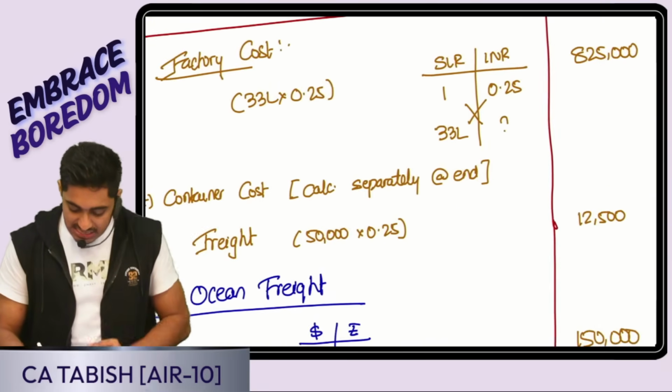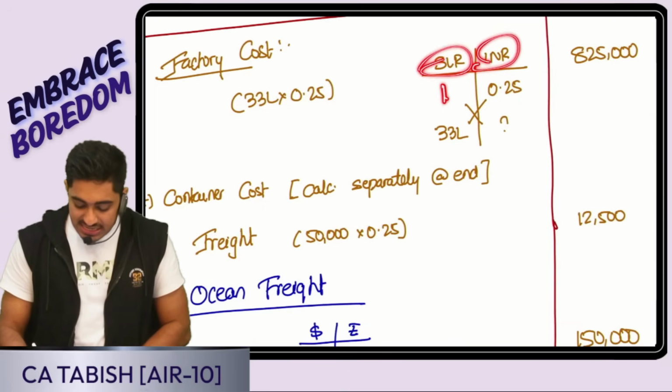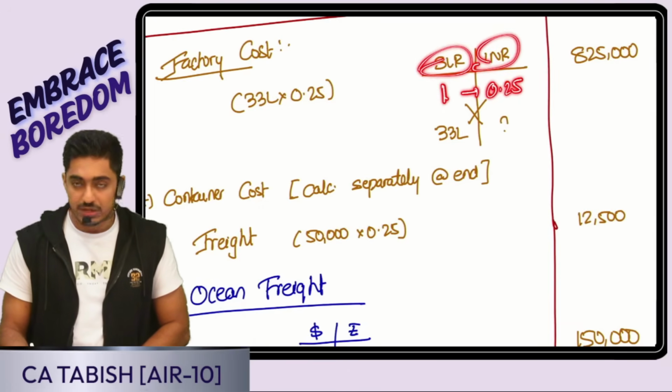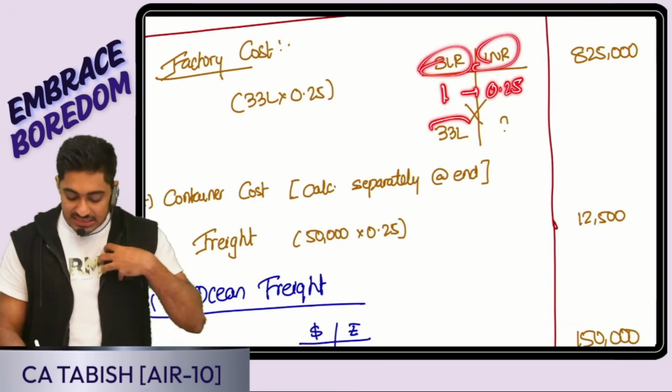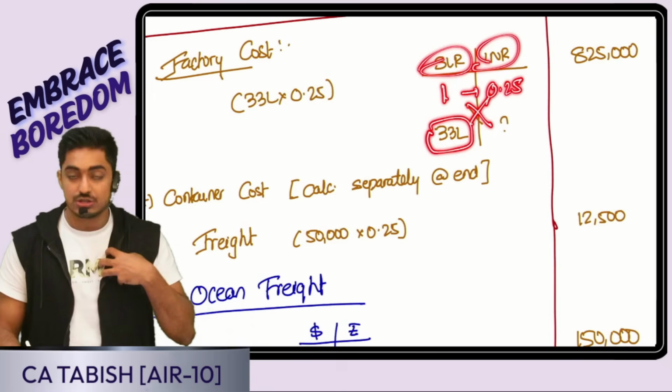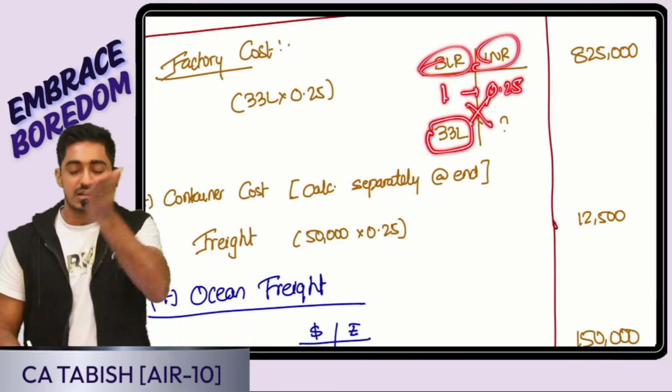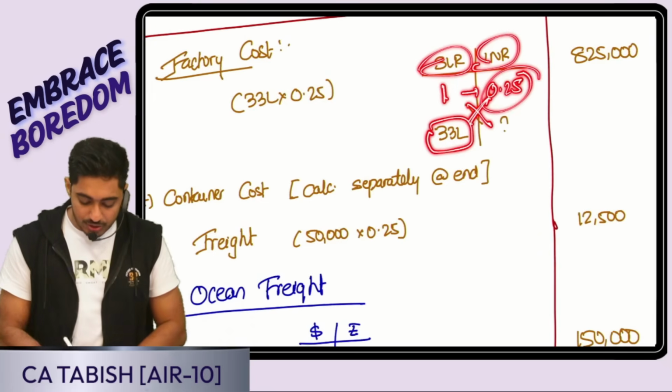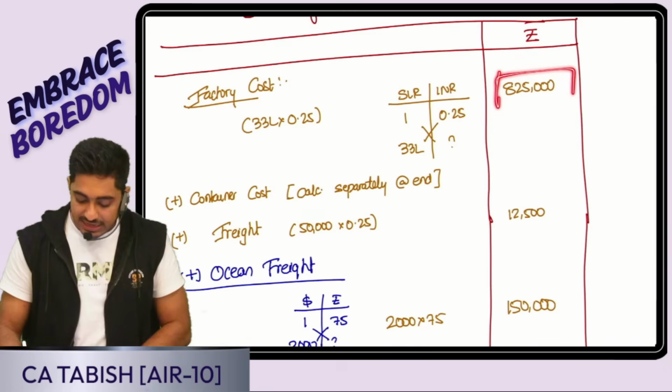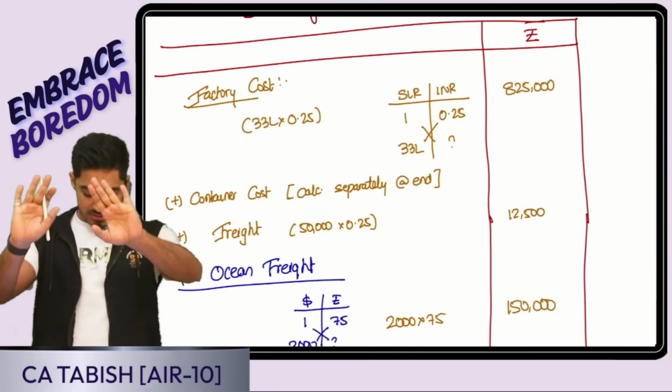Okay, so look at this. SLR to INR. 1 SLR means how much INR? 0.25. I want to convert 33 lakh SLR. That means how much is it going to be in terms of INR? Cross multiplication, 33 lakh into 0.25. I will arrive at 8,25,000. Is this clear, everyone? Okay.